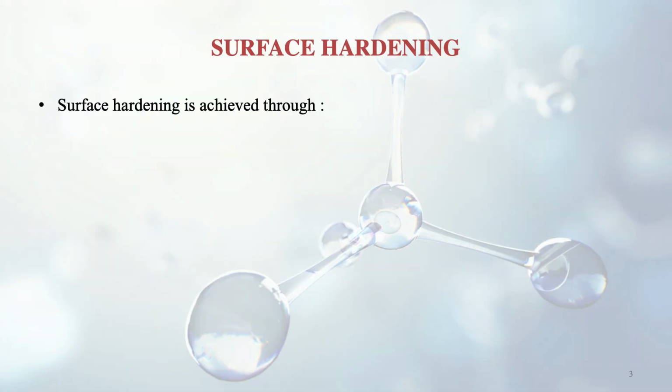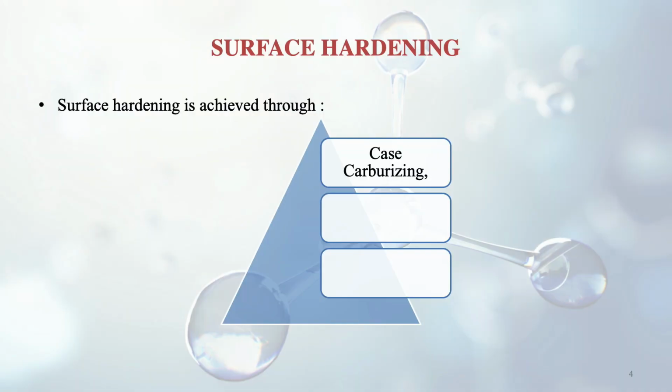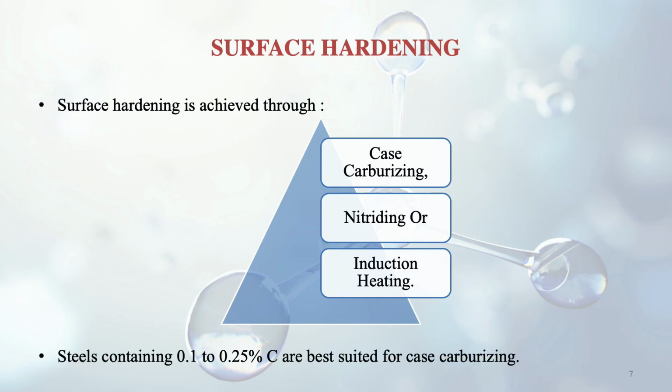Surface hardening is achieved through processes, and there are basically three mentioned here. The first is case carburizing, the second is nitriding, and the third is induction heating. Steels which have a carbon content of around 0.1 to 0.25 are best suited for case carburizing, meaning the first process. So if the carbon content in steel is 0.1 to 0.25, we will go in for case carburizing.